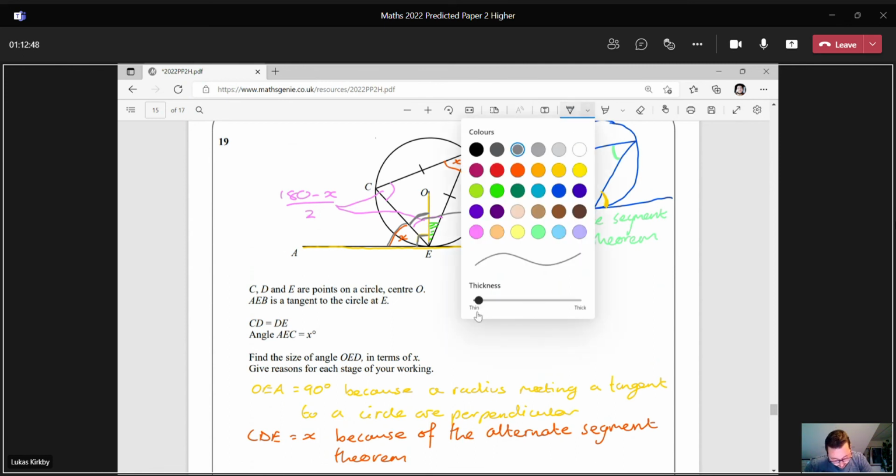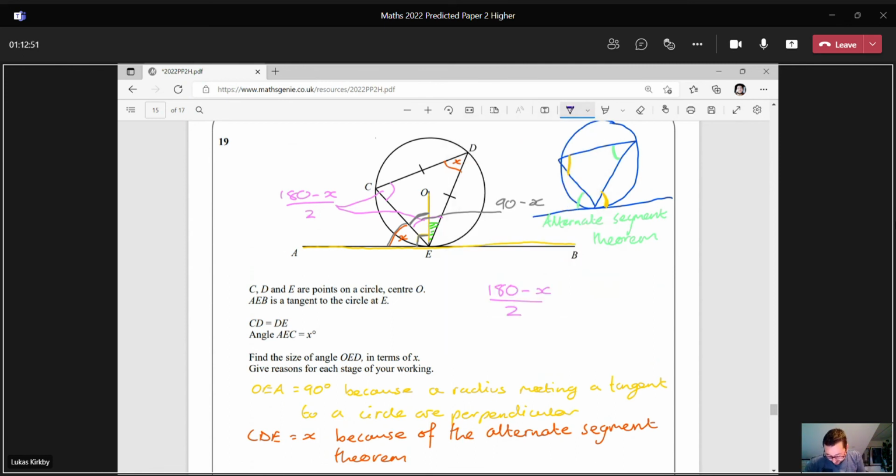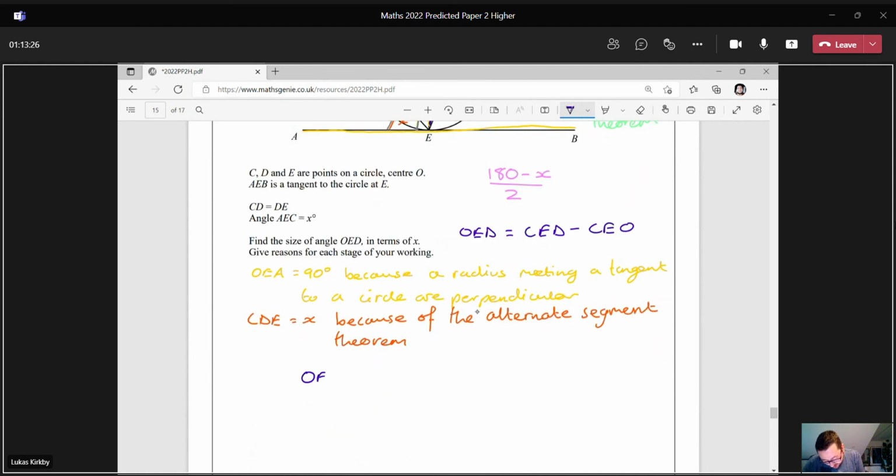So let's use blue again. So we want to write OED. So OED is going to be, well, to me, OED, so that's this green one here, yeah? Well, let's call it blue because we're doing it now. So OED is going to be CED take away CEO. Yeah, so it's going to be the whole angle of the triangle take away that CEO. Okay, so let's just redo this down here. OED equals CED take away CEO.